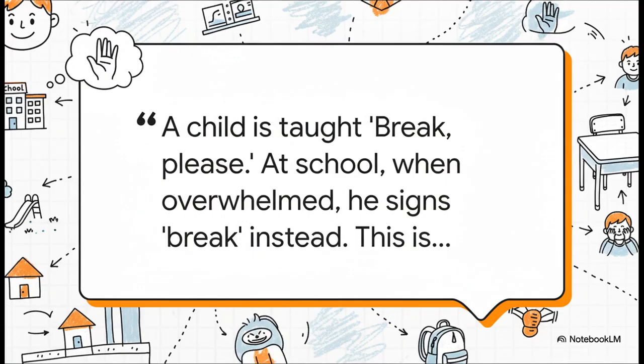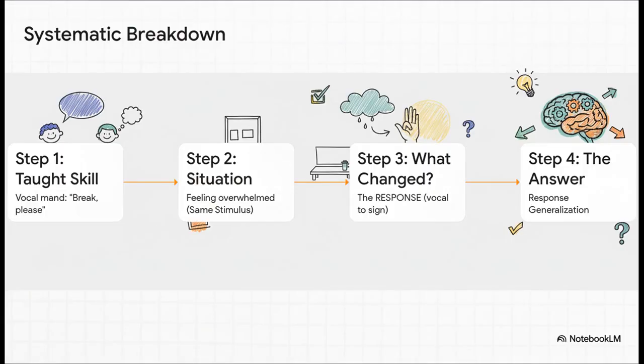Okay, before I give you the answer, just think about our rules. What's the one thing that changed here? Was it the stimulus or was it the response? Let's break it down. Here's the 4-step system to dissect any question like this. Step 1, what was the taught skill? Okay, it was vocally saying, "Break, please." Step 2, what's the situation? Well, he feels overwhelmed. That's our antecedent stimulus, and it's the same in both cases.